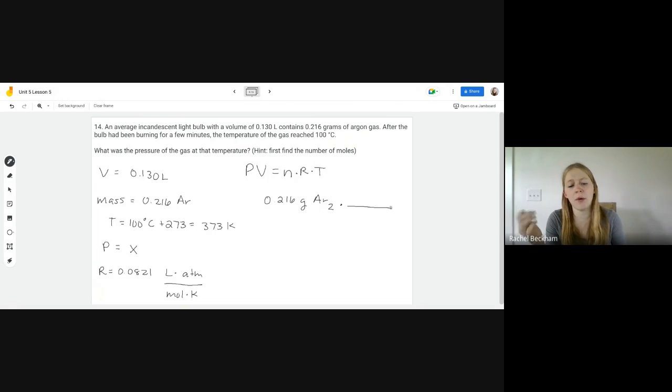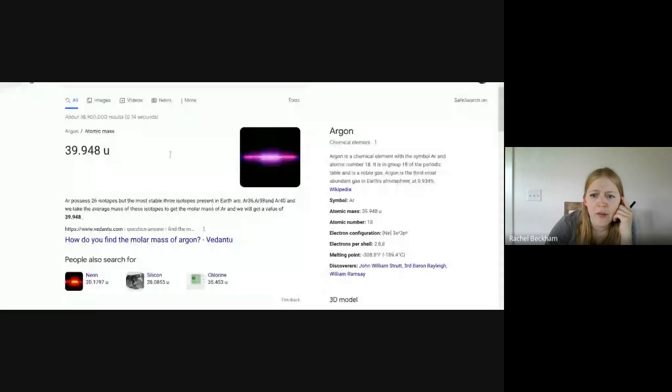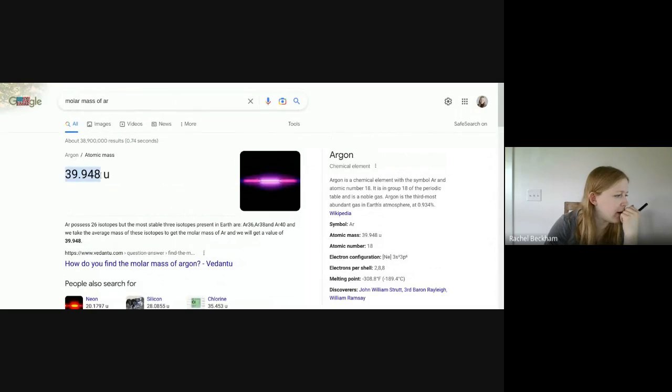You can look up online the molar mass, or just look it up on your periodic table, because it's just the number beneath it, and then we multiply it times 2. So the molar mass of 1 Ar is 39. Actually, never mind. Okay, I'm going to rewind here.